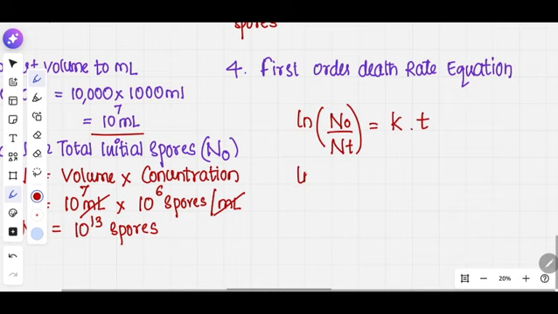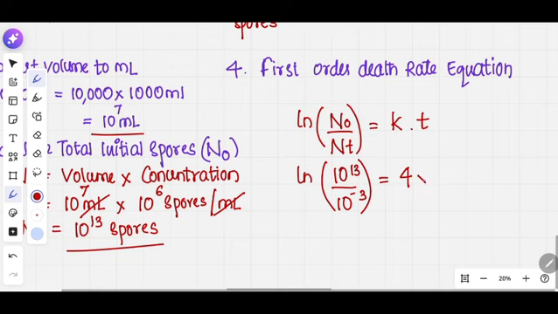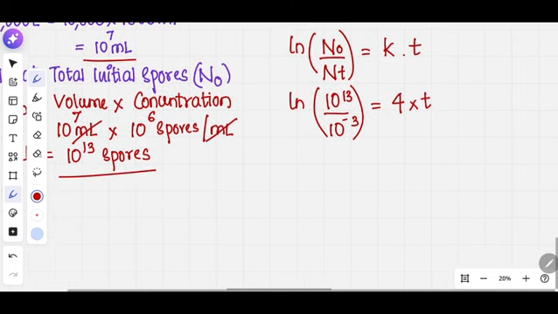So let us add ln of, what is N naught? N naught is 10 to the power of 13. We have just calculated it here. N t, which is given in the question, is 10 to the power of minus 3. This is equal to k, which is given to us as 4, into t. We do not know t. Now we have to solve for t.